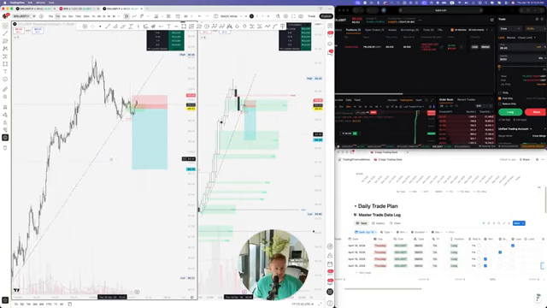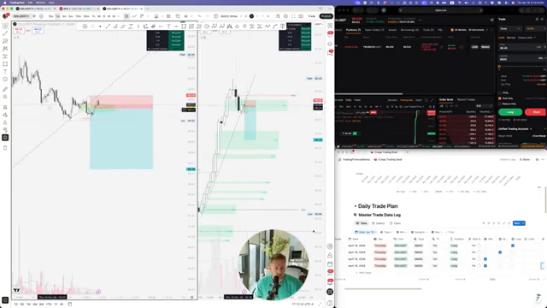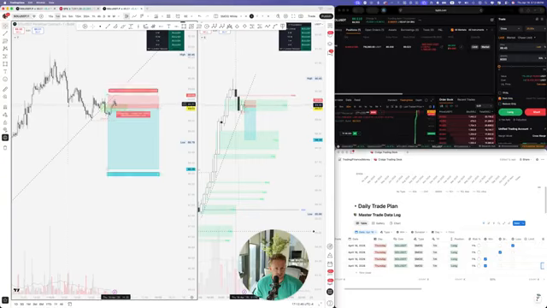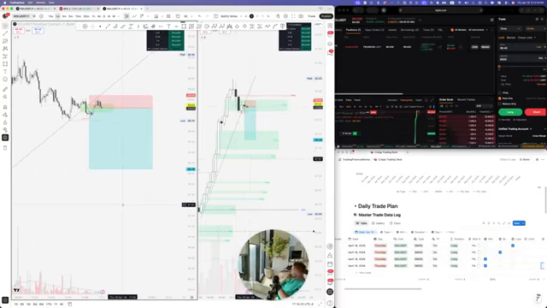We did break underneath this level. We didn't quite get a change of character here. I would consider this a change of character. So now we're running into that same level. So we just need to flip a bit.